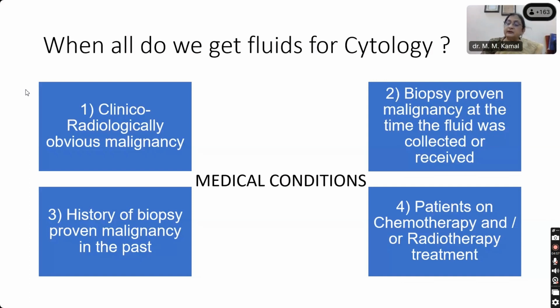So the patient was in good enough health that they could take a biopsy from her and also send the fluid for staging to the department. But here it is history of biopsy proven malignancy in the past. So what does this tell us? In the past means how long could it be? Since 1 year. It could be any duration.